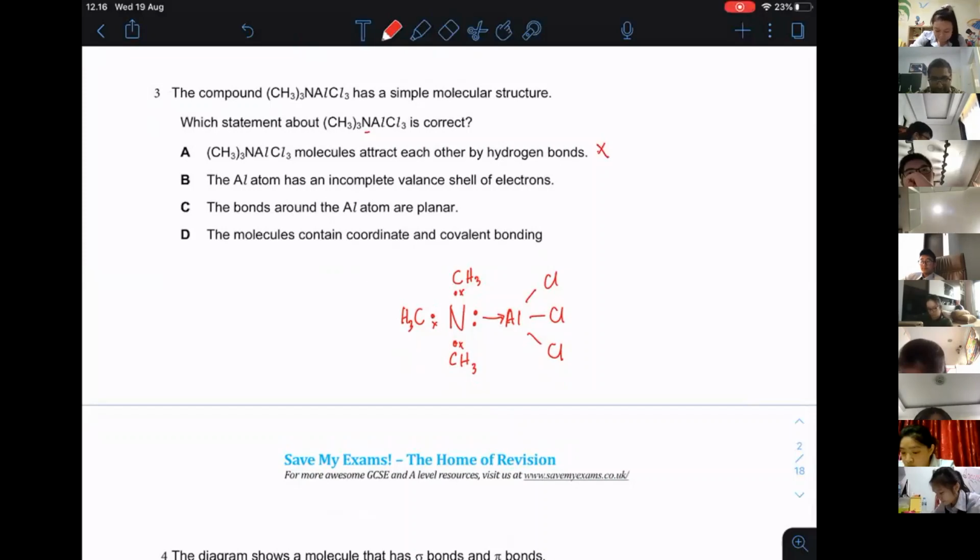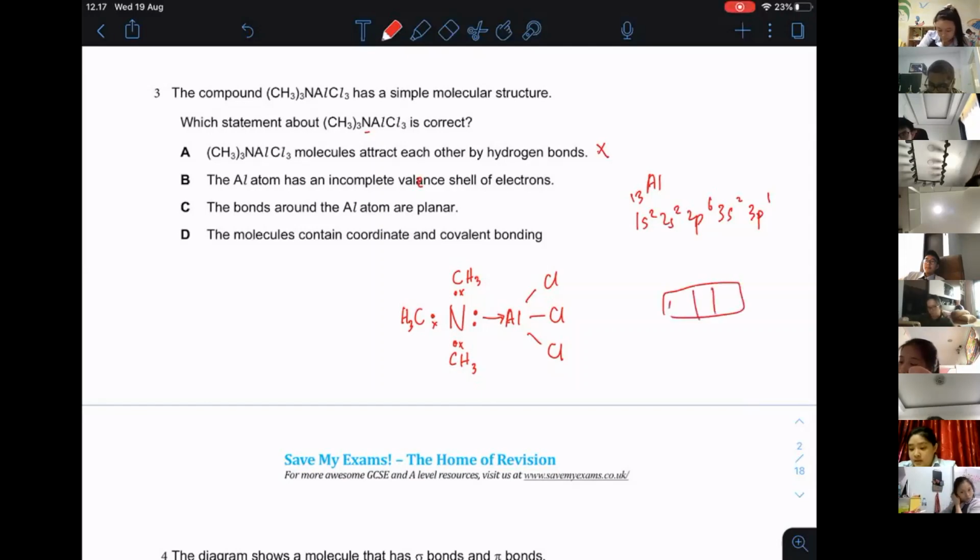And then, aluminium atom has incomplete valence shell of electrons. So they told about aluminium, right? Aluminium is 13. So if I write down 1s2, 2s2, 2p6, 3s2, 3p1. This is 3p1.